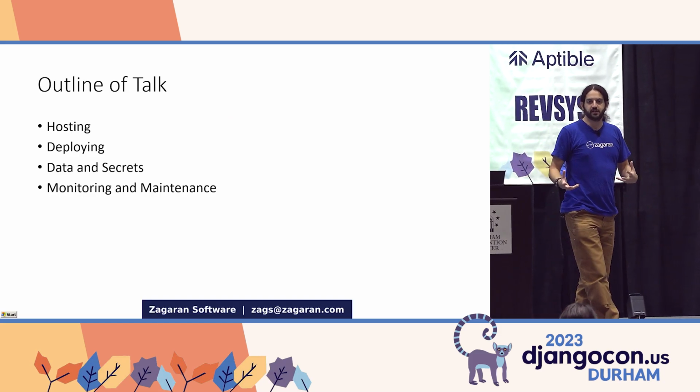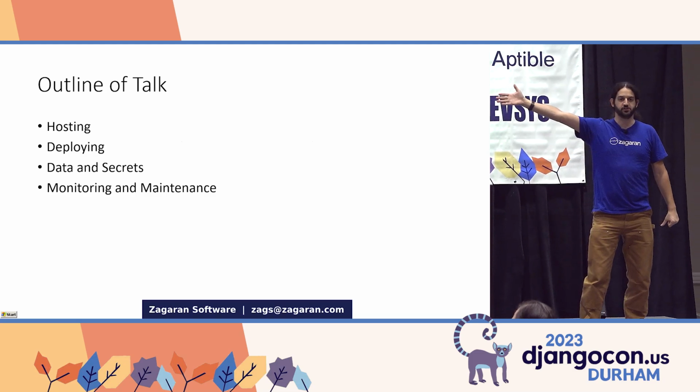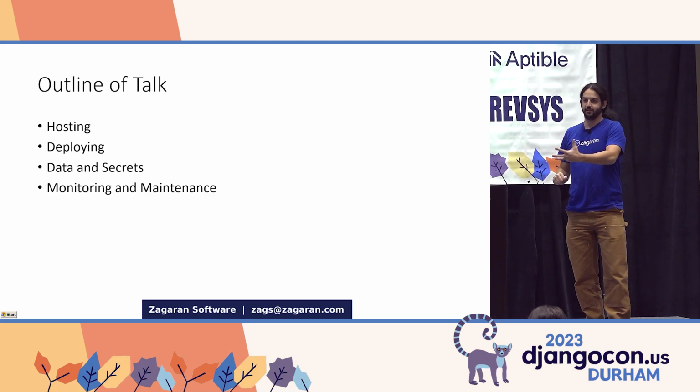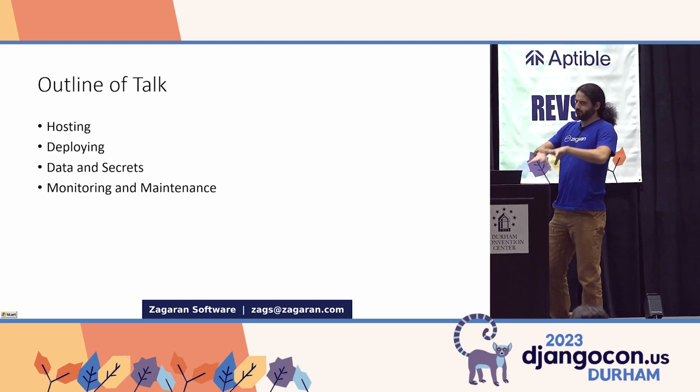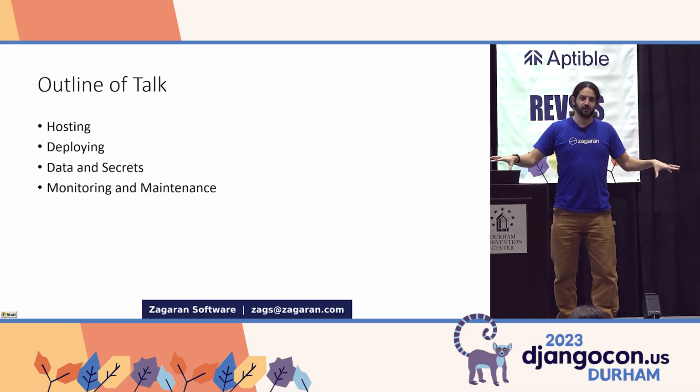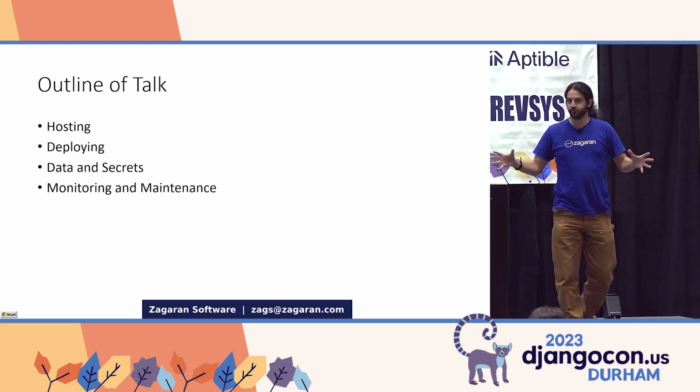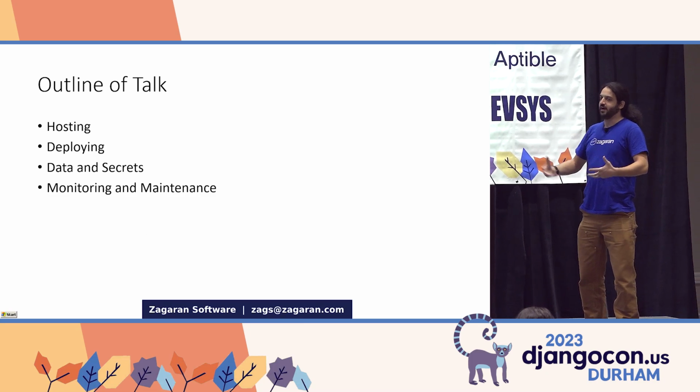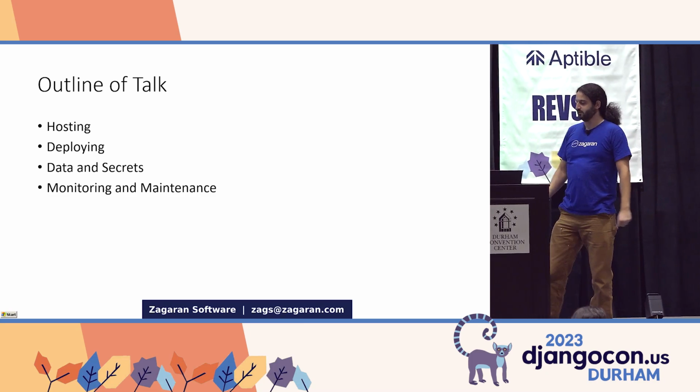The 4 things I'm going to cover here is how to set this up in the first place. That's hosting. How to update it with new code. That's deploying. How to really manage that bottom layer, because anytime we have persistence, that's a little tricky, so data and secrets. And then finally, how do we tell when stuff goes wrong?